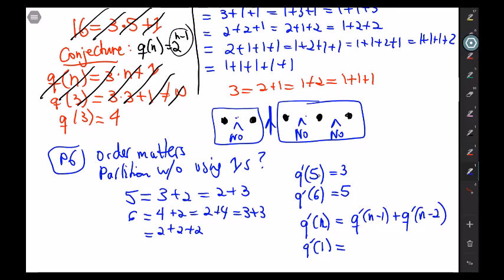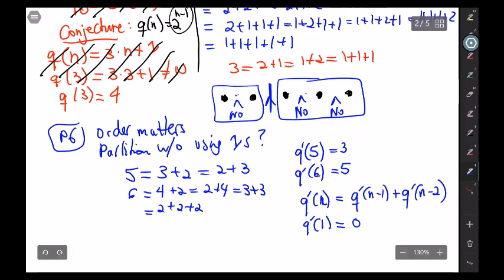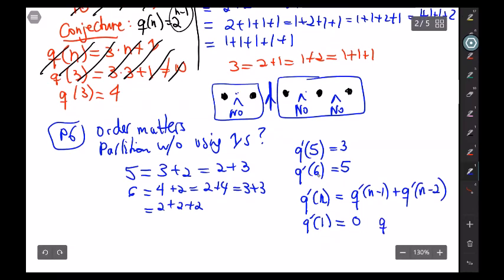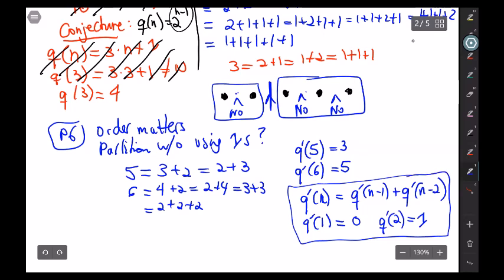0 ways, that's correct. Does everyone agree? Because we are not allowed to use 1. How many ways can we partition Q prime of 2? How many ways can we partition 2? 1 way, that's correct. And that's pretty much it. You guys can check, and yes, if you test the first few occasions, you will see that it will work.